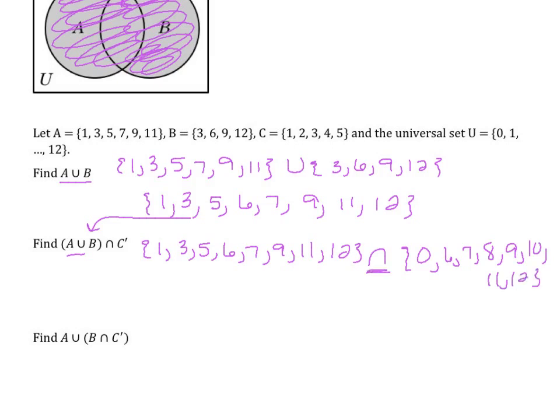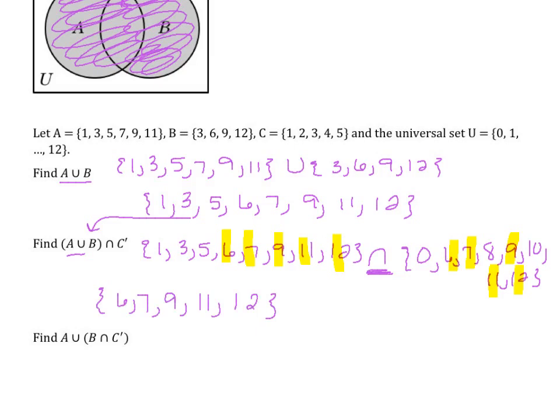And now we want to intersect them. What do they share in common? It looks like they don't have 1, 2, 3, 4, 5 in common. They have 6 in common, 7 in common, 9, 11, and 12. So the items that they have in common are 6, 7, 9, 11, and 12.